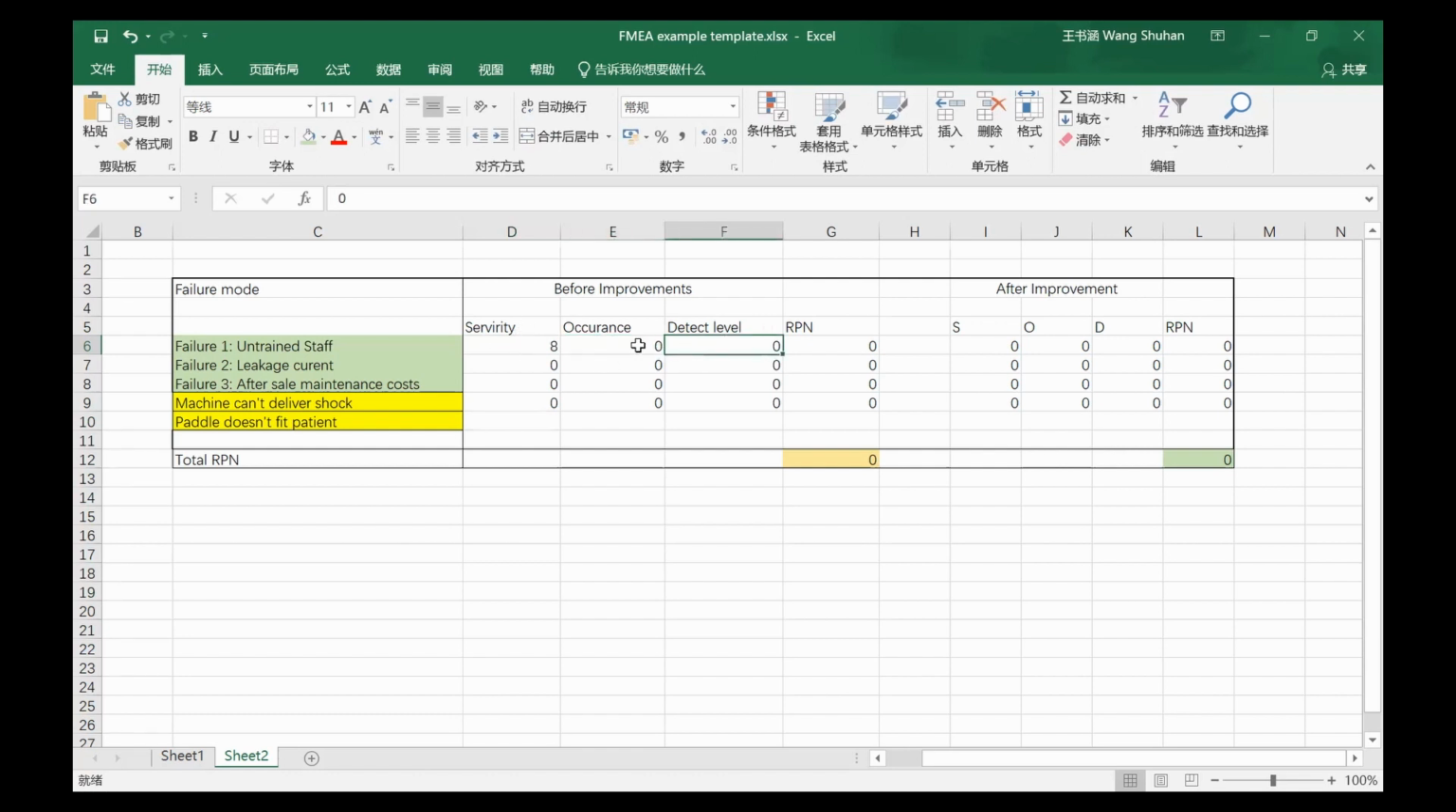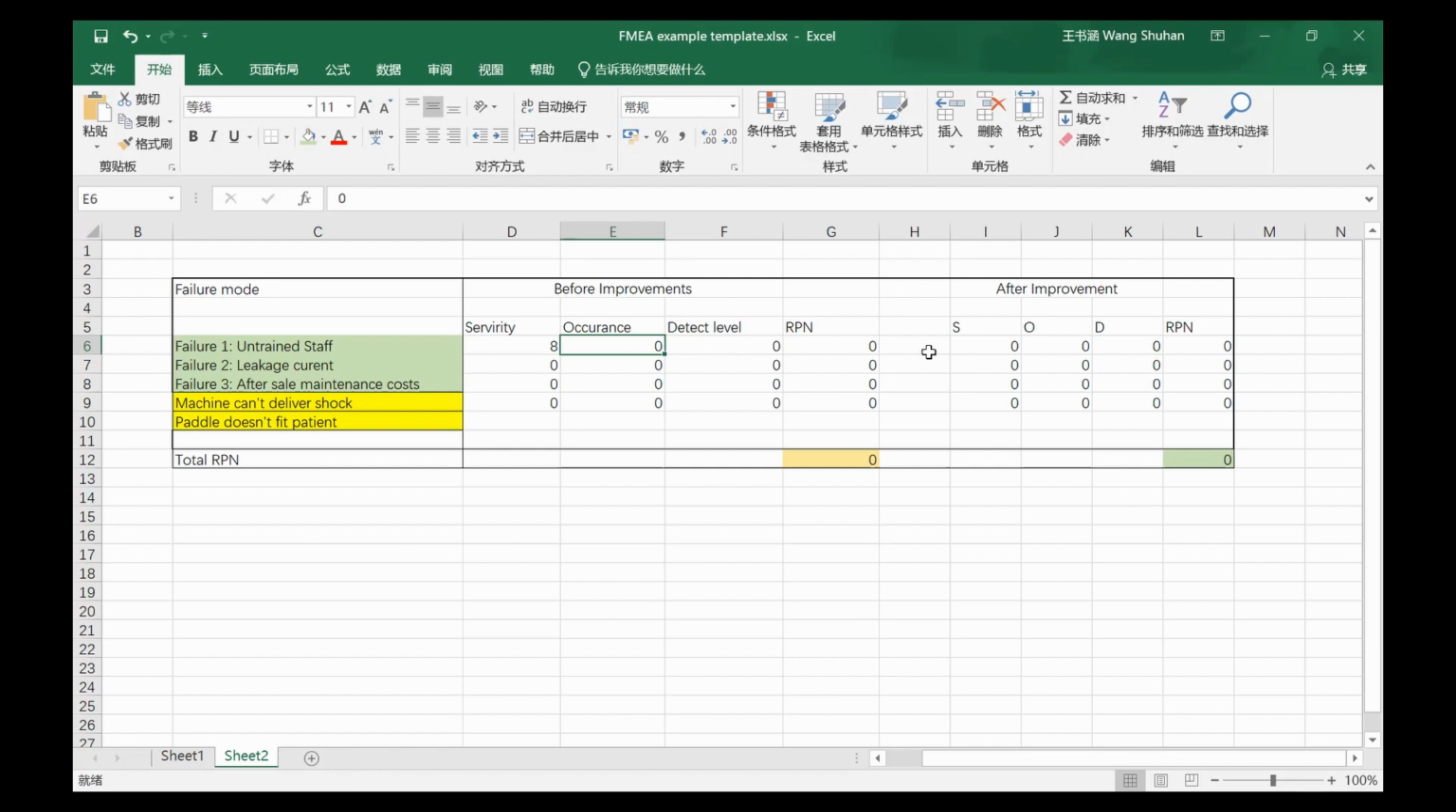And the occurrence: untrained staff operating a dangerous defibrillator. How do you think the occurrence of this kind of situation would be in your working environment? Is it very common or not likely to happen? Yeah, I would say 2 to 3. Yes, this is a very good point. If all staff is untrained, then it will be a high occurrence.